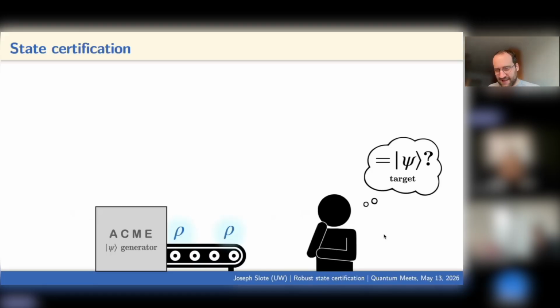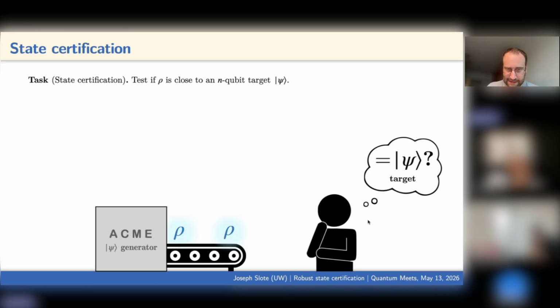Okay, so let's get into the task and see what's known and not known. Do please interrupt with questions. The idea is you have some process that generates copies of some state, and you can imagine having some control over the process, so it's not completely adversarial. It is copies of a state rho. It just may not be the state that you wanted. So you want to certify that it is actually the state that you wanted, or if it's far from it.